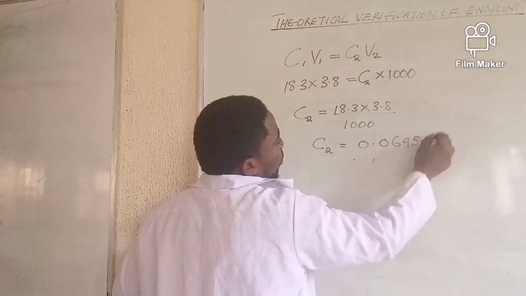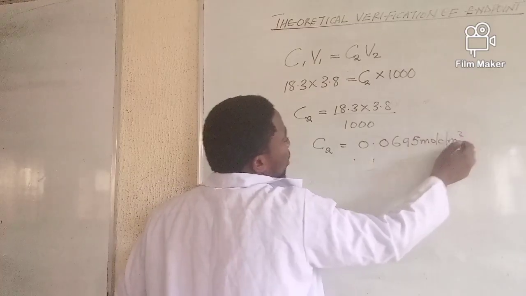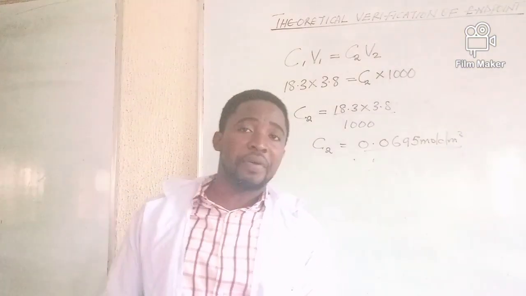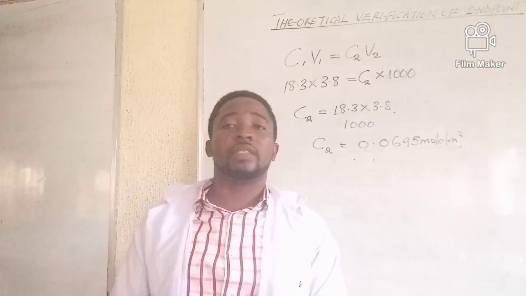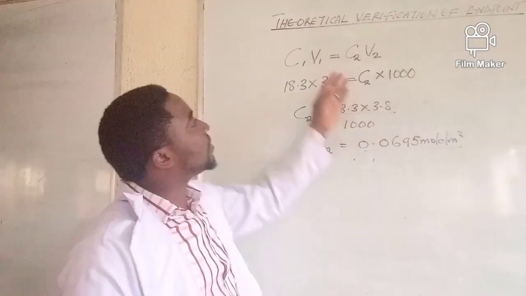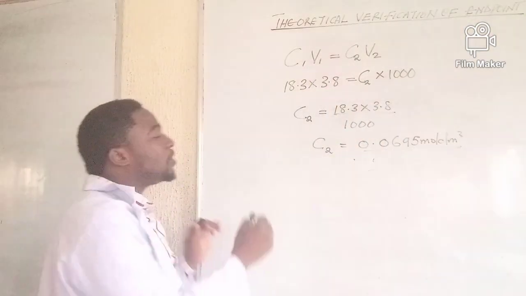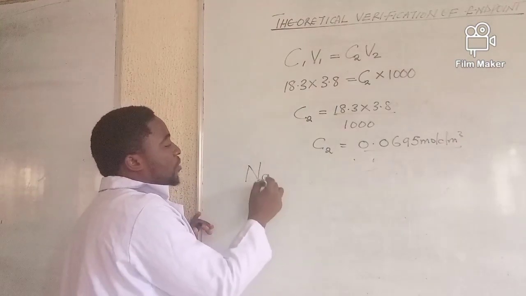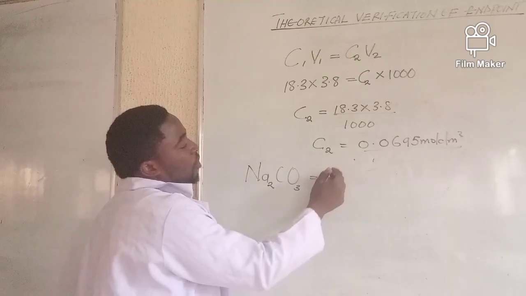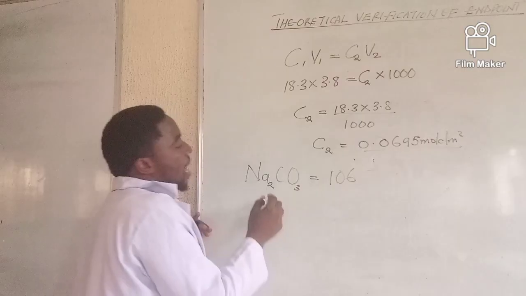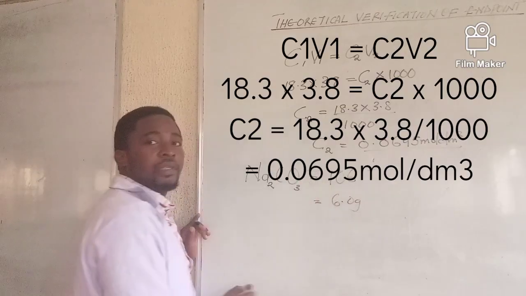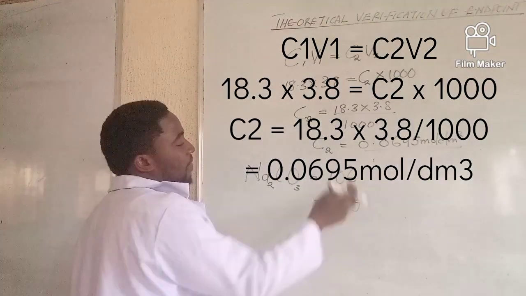0.0695 moles per dm cube. So already we have the concentration of the sulfuric acid, which is our Ca. Now, what about the second solution? The second solution is sodium trioxocarbonate(IV), and we all know that the molar mass of this compound is 106. And then we are asked to measure 6 grams of this salt.